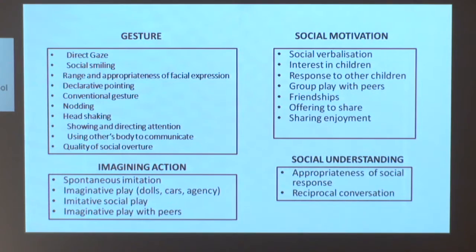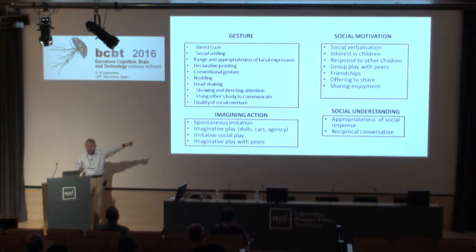So we look at eye contact, we look at smiling, particularly social smiling, smiling in response to another person smiling, or smiling at somebody. We look at facial expression, the range of facial expression, whether or not it's appropriate. We're interested in what's called declarative pointing. That is, if I point out something and say, hey, look over there, and then I look at you and look back at the object and then look to see if you're looking at what I'm pointing at, that's declarative pointing. It's not the same as "I want that."